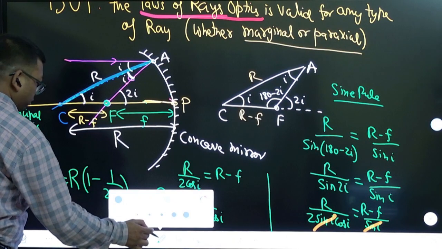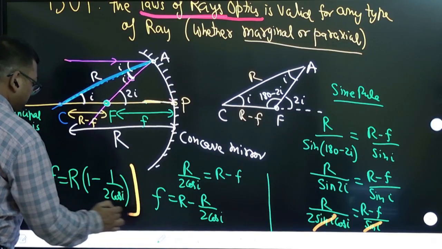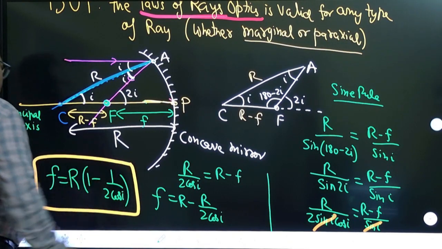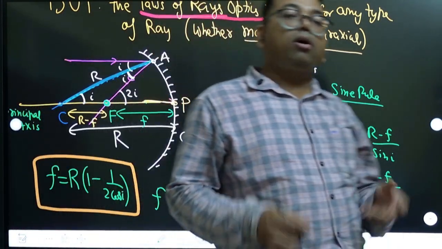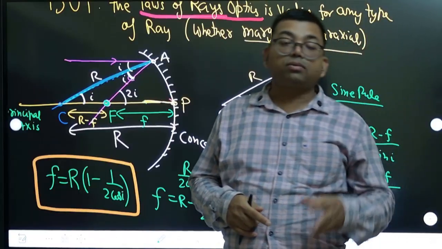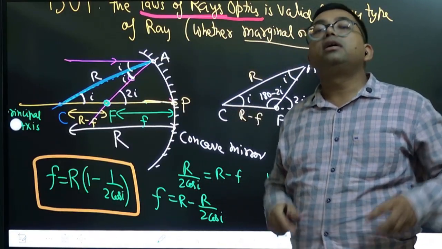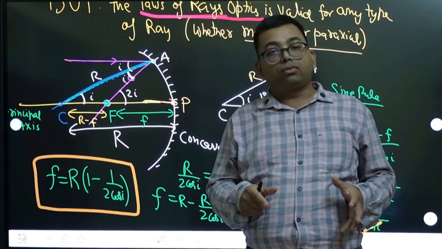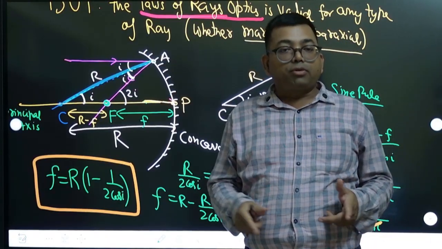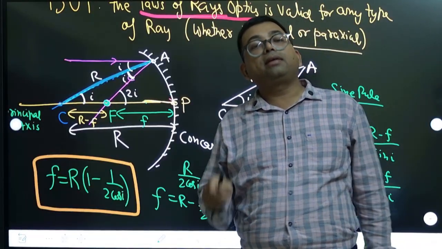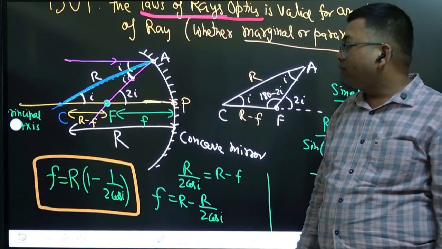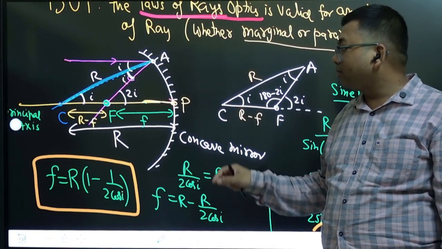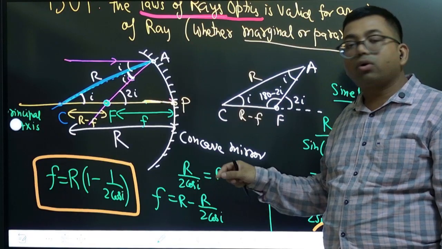focal length. Now you tell me, is f equal to r by 2? You know that, right? F is equal to r by 2. If you ask 9th, 10th students what is the relation between focus and radius, they will say f is equal to r by 2, radius is 2 times the focus. But tell them it is not correct. This is the actual formula: focal length is r times 1 minus 1 by 2 cos I.